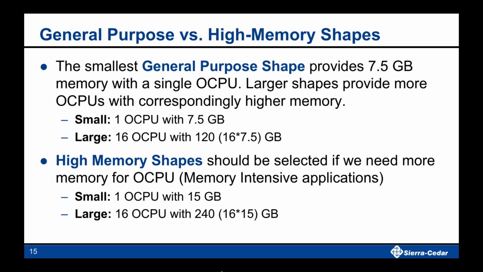The point here is that memory is tied to the OCPUs. If you just want to leave your OCPU where it is and increase your memory, that is not possible. You have to increase your OCPU to get more memory. If you want more memory per OCPU, you have to choose high memory shapes, which are usually for memory intensive applications.